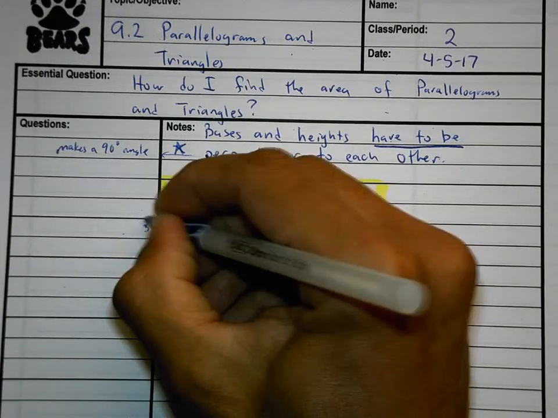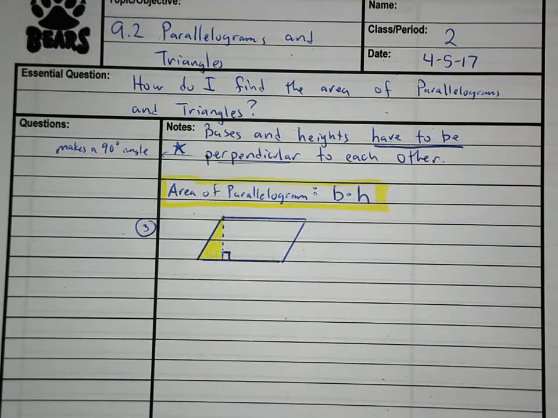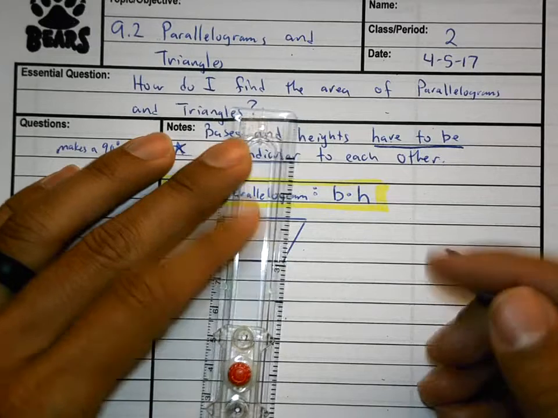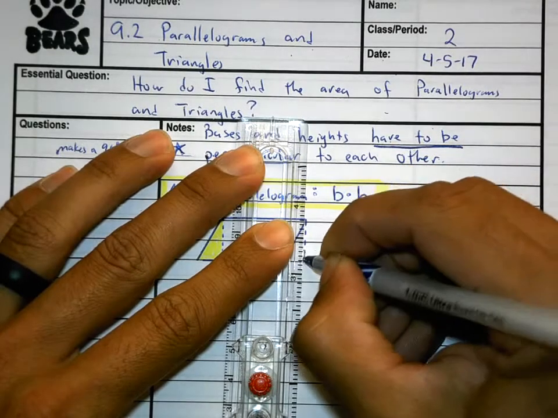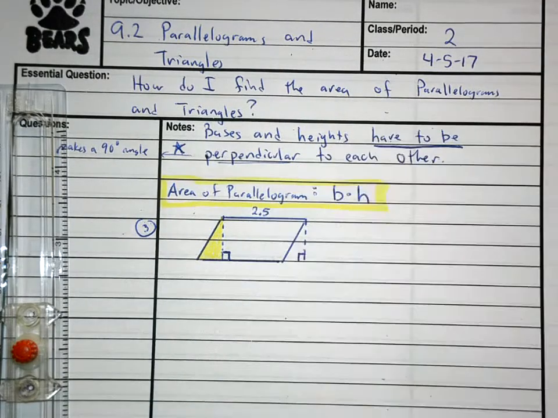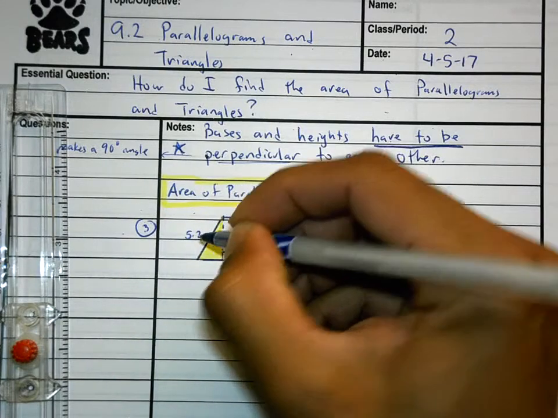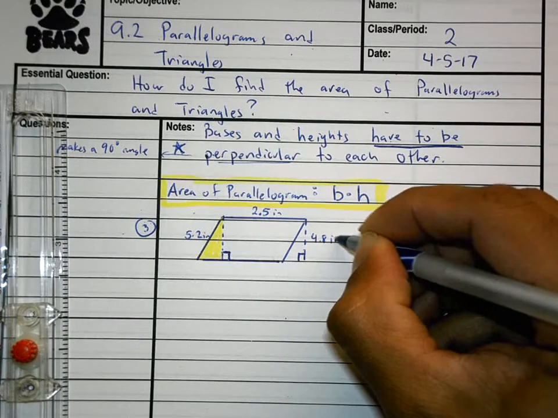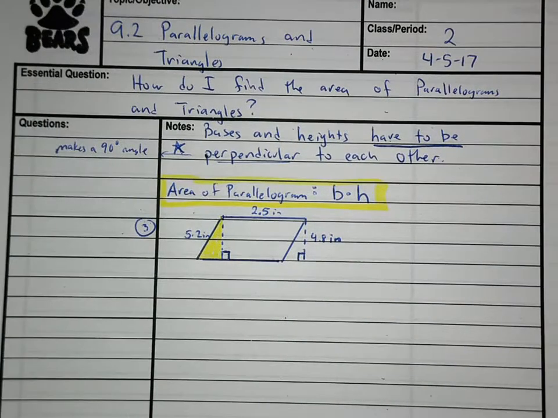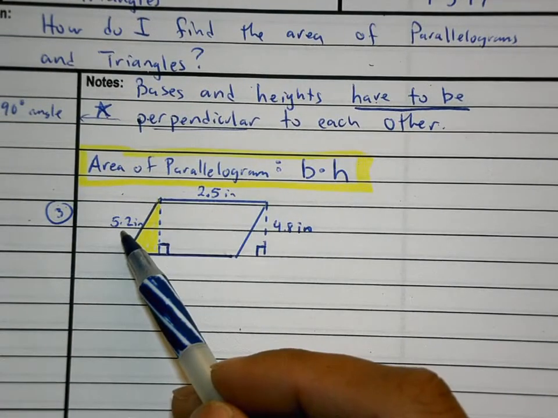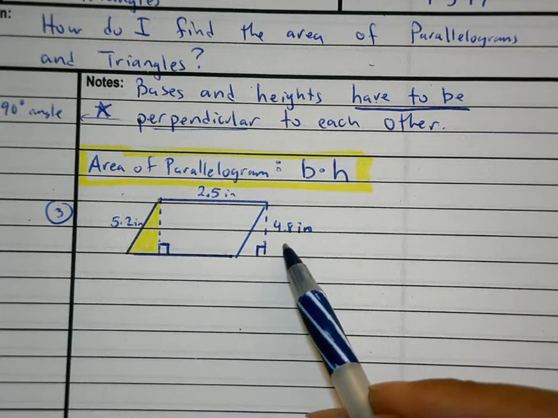I'm going to do number 3. Here's number 3. Let me draw it how it is on number 3. This is 2.5. This is not to scale. This is 5.2 inches. And this is 4.8 inches. Now, they have 3 different numbers here. I'll zoom in so you can see it a little bit better. There's a 5.2, there's a 2.5, and there's a 4.8.